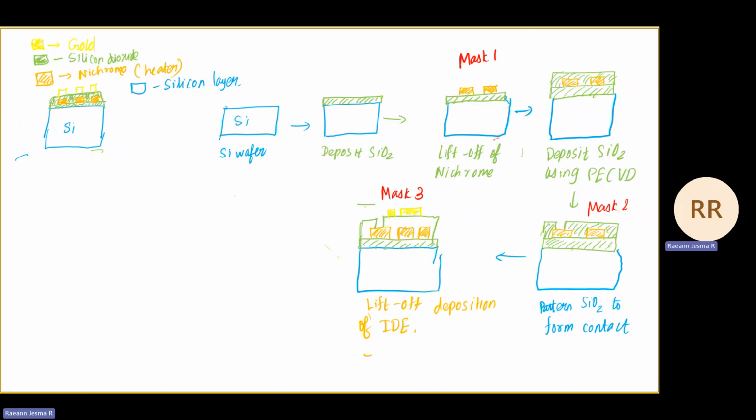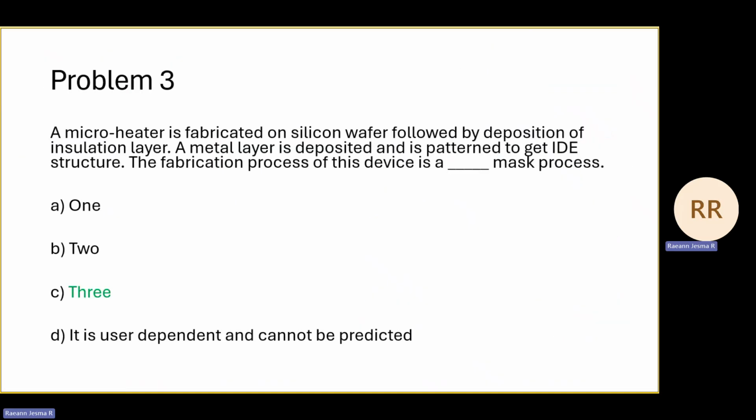Thus the correct answer for this question is, as we see here, the fabrication process of this device is a 3-mask process. Is this clear? If it's clear, we can move on to the next question.